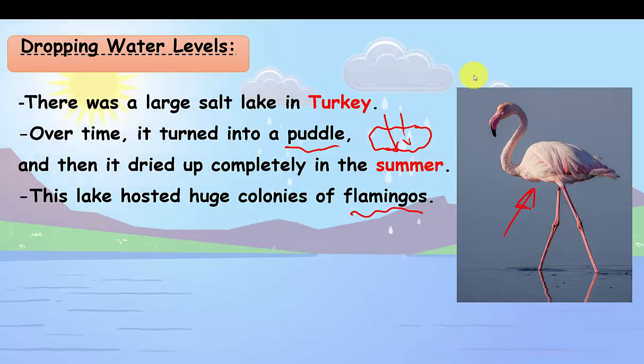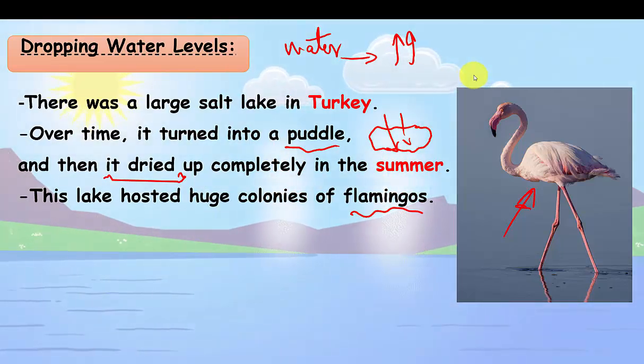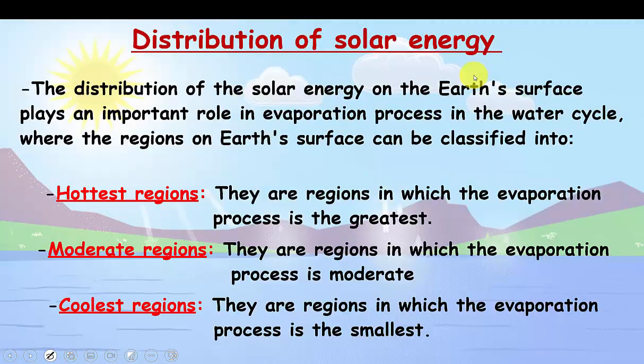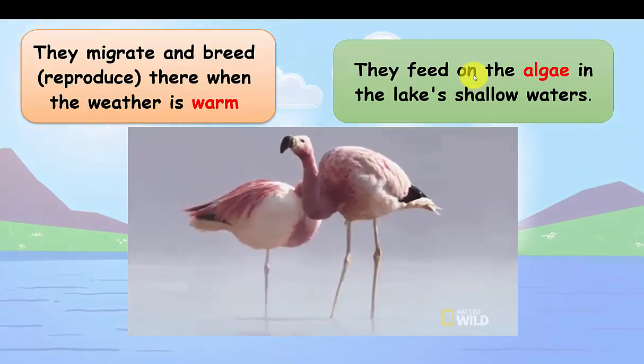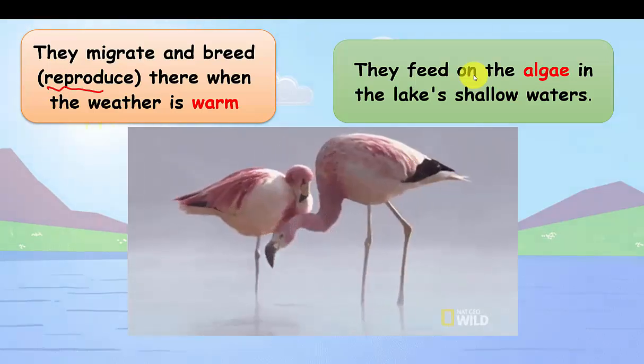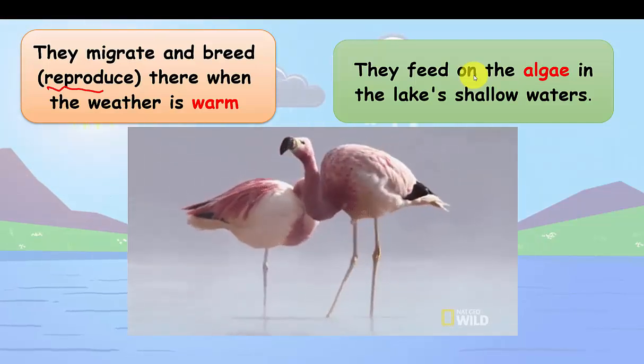It means when the water evaporates with the sun rays, it dries up completely in the summer. Why in the summer? Because in the summer the sun rays fall on these lakes. It allowed the lake to host huge numbers of flamingos when it dried up. They migrate and breed. Breed means reproduce, make another generation of flamingos when the weather is warm.